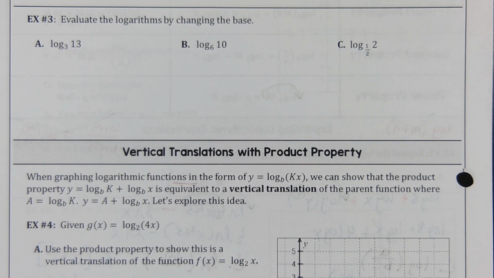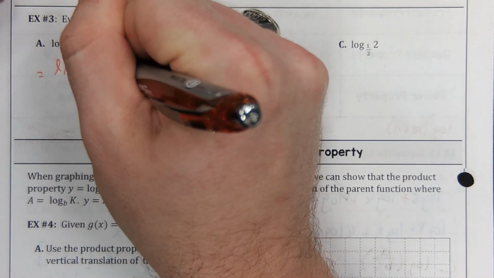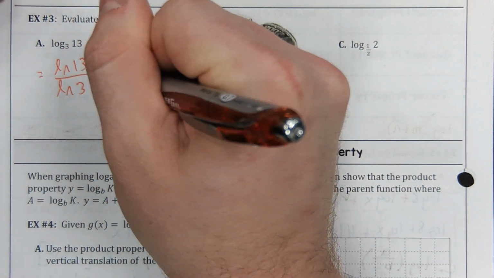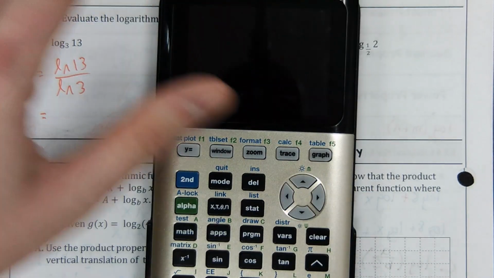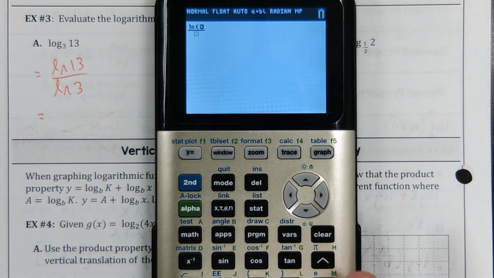So it says, evaluate these logarithms by changing the base. Obviously, we're going to use a calculator, but we're going to pretend that we didn't know how to find the log base function on our calculator. All you have to do is either use the common log or the natural log. It doesn't matter which one you choose. You'll get the same result. Just to prove a point, I'll use the natural log this time. Alpha y equals stack fraction, natural log of 13 over the natural log of 3.